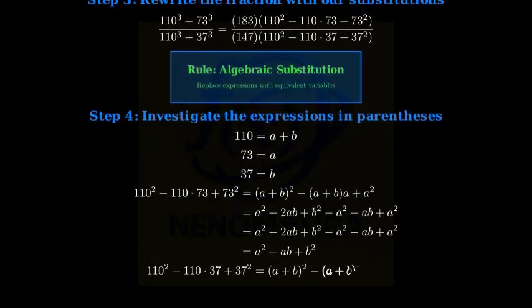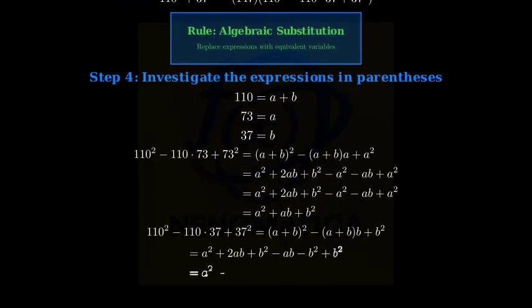Similarly for the denominator, we have 110 squared minus 110 times 37 plus 37 squared. Again, substituting 110 with a plus b, we get a plus b squared minus a plus b times b plus b squared.